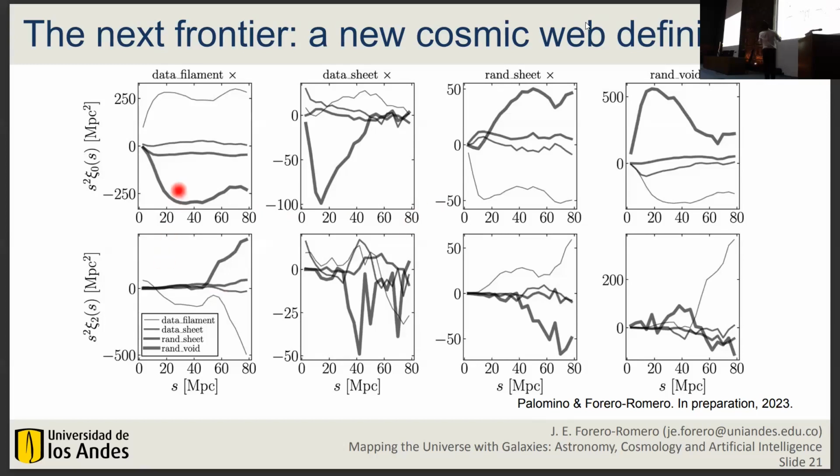We are here cross-correlating filaments with voids, and this is the expected signal in the monopole. Here we are cross-correlating filaments and voids, and this is the expected signal in the quadrupole. This is on the SDSS data. But what if we wanted to constrain cosmological parameters? What do we have to do? We have to do one of 2 things.